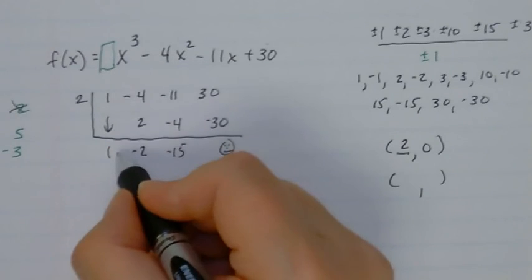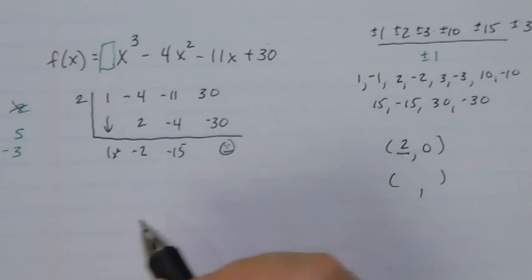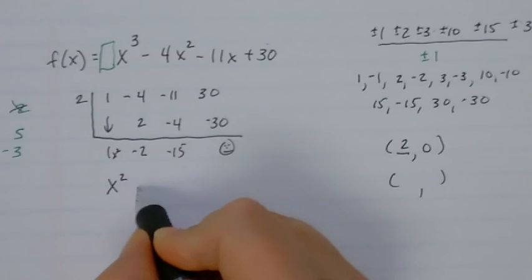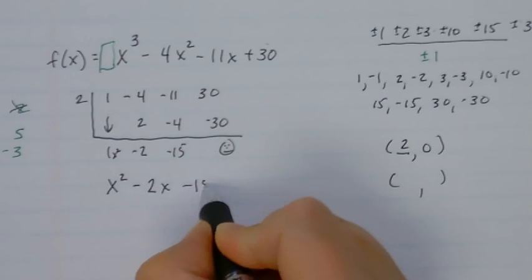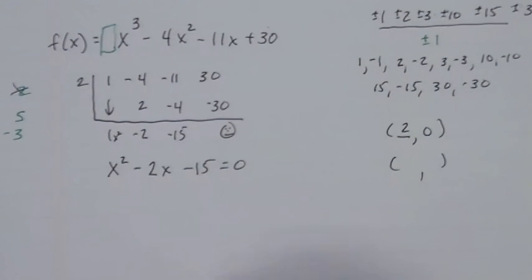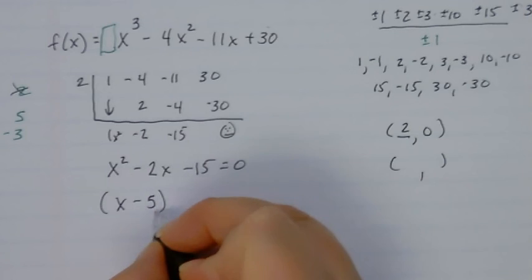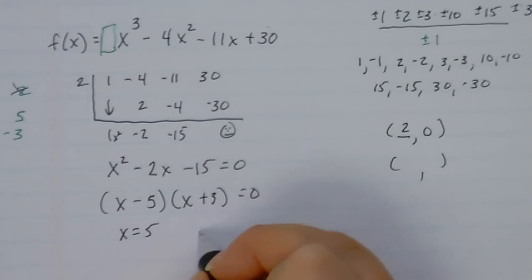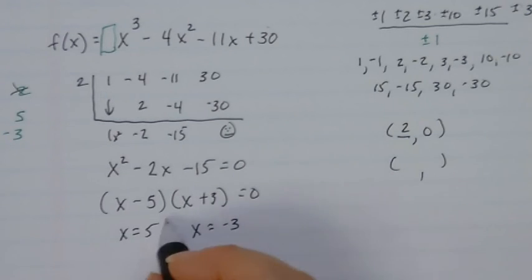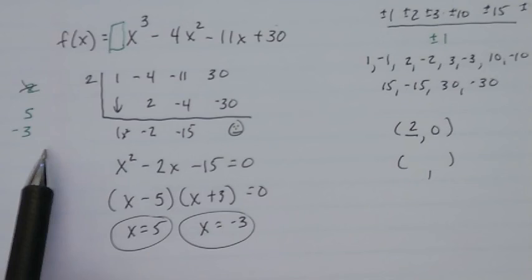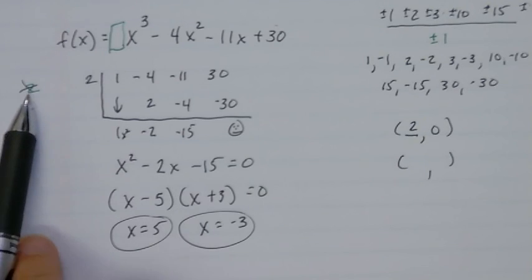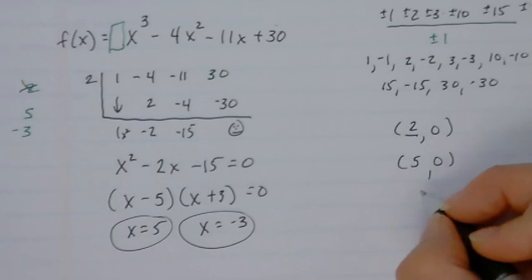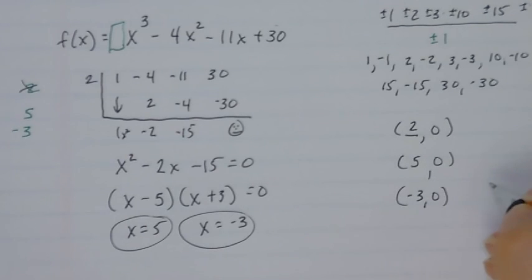So let's see here. This was x to the third, so if I was writing this, this would be x squared. So x squared minus 2x minus 15 equals 0. This factors to x minus 5 times x plus 3. So x equals 5 is a 0, and x equals negative 3 is a 0. And when we looked at our calculator, that's exactly what we saw. Negative 3, 5, and 2. So I know I have an intercept at 5, 0, and an intercept at negative 3, 0. That's where it would cross the line, the x-axis.